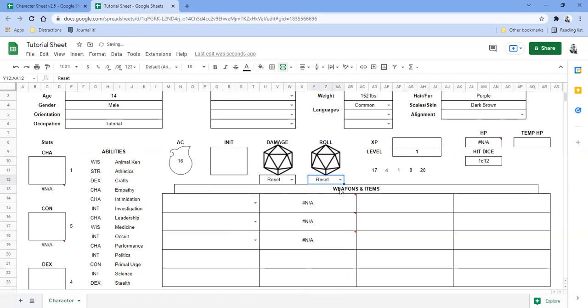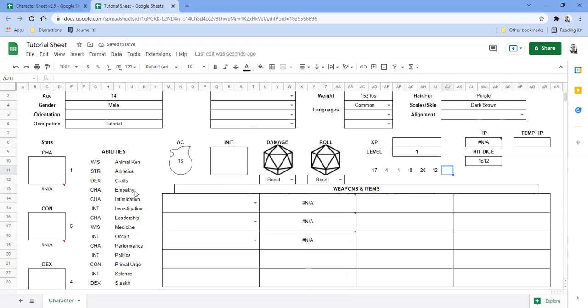And see how I didn't hit reset before I hit 20 and it changed to a 15. We're not going to count that one. And we get a 12. All in all, this is going to be a fun character. Okay, so reset, everything's good.